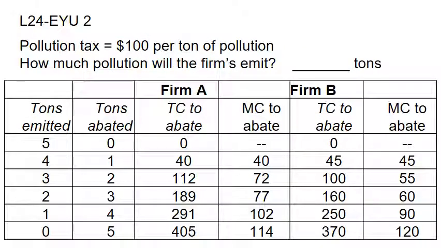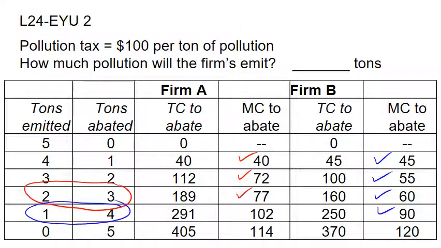Now suppose we impose a pollution tax of $100 per ton. How much pollution will each firm emit? Well, let's go through $100. Firm A will abate the first ton, the second ton, the third ton, and then quit there. So firm A will emit 2 tons and abate 3 tons. Firm B will abate the first ton, the second ton, the third ton, and the fourth ton. It'll abate 4 tons, but it will emit 1 ton. So the total tons emitted will be 3 tons, which was exactly what we had found earlier as the socially efficient level. Yay for the pollution tax.